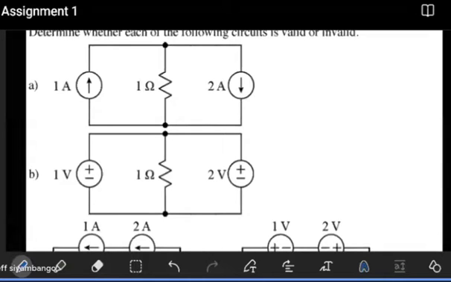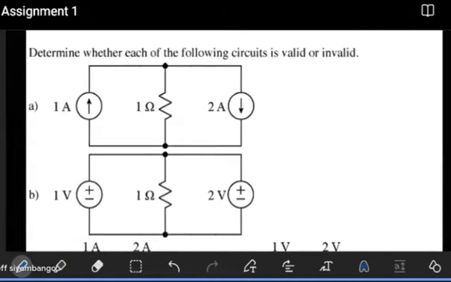Okay, so in this part, we want to understand how you determine if a circuit is valid or invalid. Well, for you to do that, a circuit just has to satisfy the basic principles. What are these basic principles? Well, there are quite a number of them.